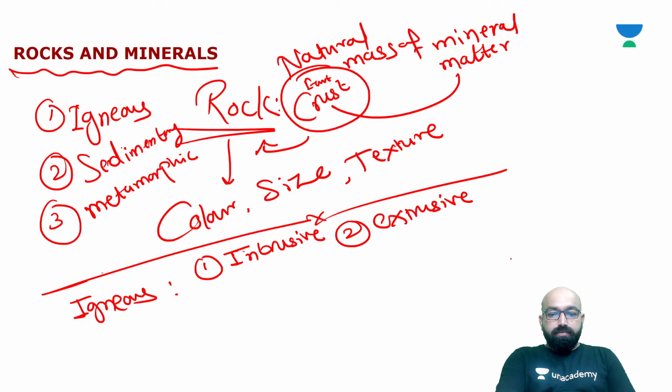Regarding the origin of these words: igneous comes from the Latin word ignis, which means fire; sedimentary from the Latin word sedimentum; and metamorphic from the Greek word metamorphose, which means change of form.